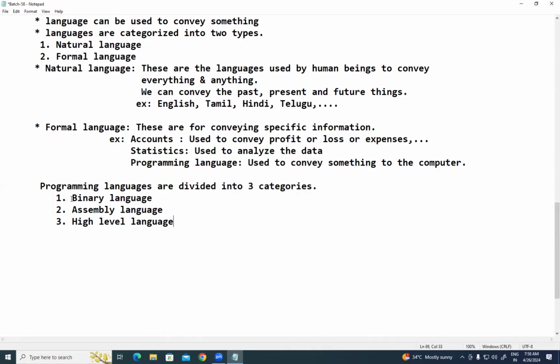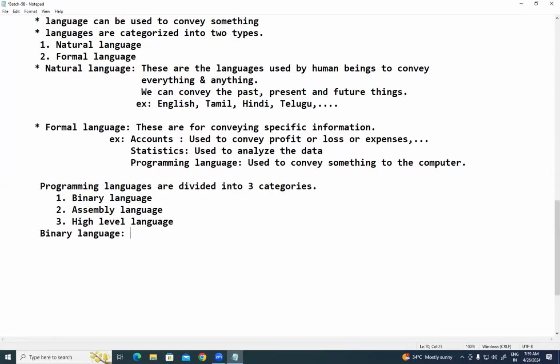Okay, folks, tell me, programming languages are divided into how many categories? 3 categories. In that one category is what? Binary language. Second one is what? Assembly language. Third one is what? High level language. Okay, folks, let's talk about binary language, which is also called machine level language.